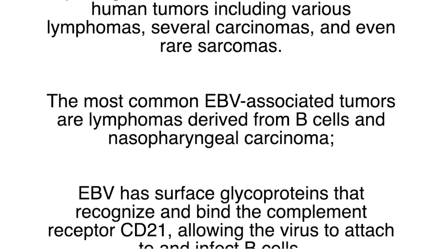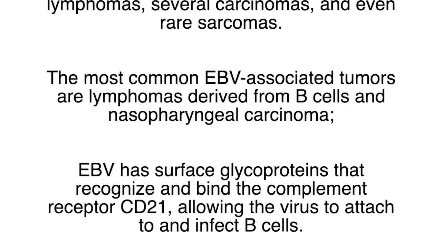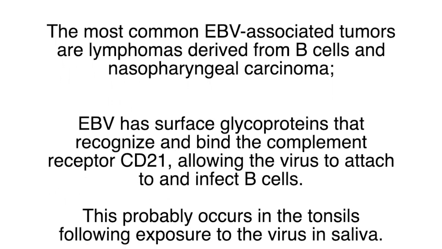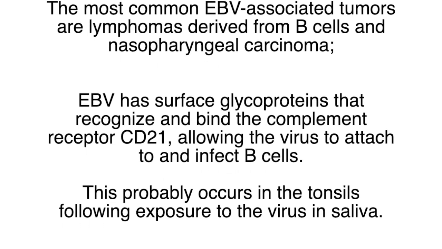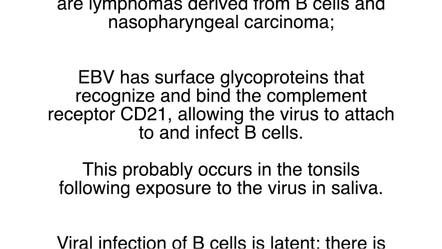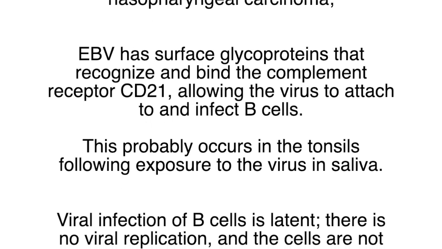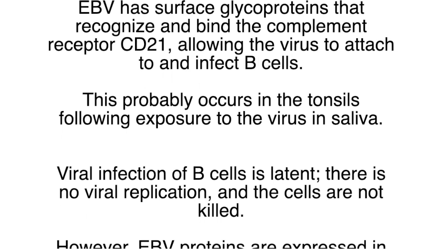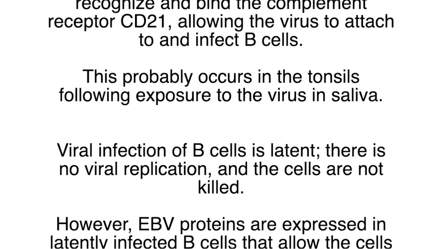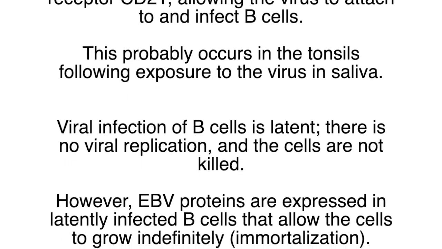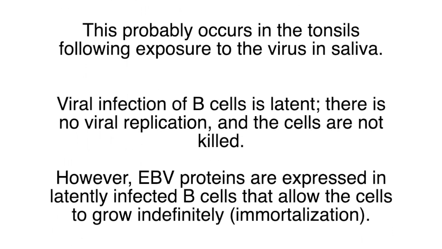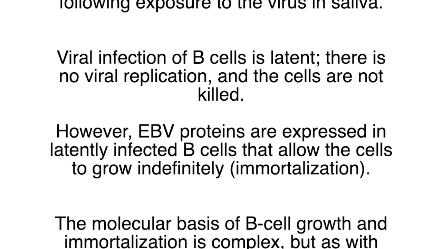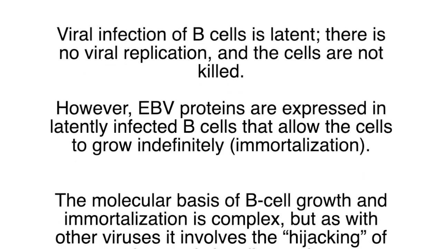EBV has surface glycoproteins that recognize and bind the complement receptor CD21, allowing the virus to attach to and infect B cells. This probably occurs in the tonsils following exposure to the virus in saliva. Viral infection of B cells is latent. There is no viral replication and the cells are not killed. However, EBV proteins are expressed in latently infected B cells that allow the cells to grow indefinitely, that is, immortalization.